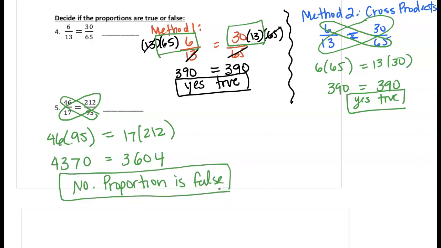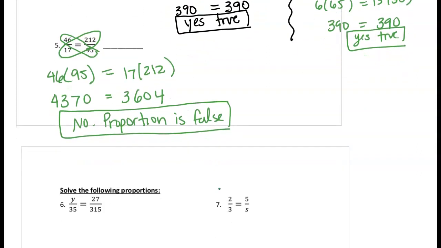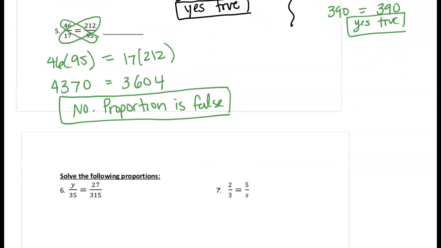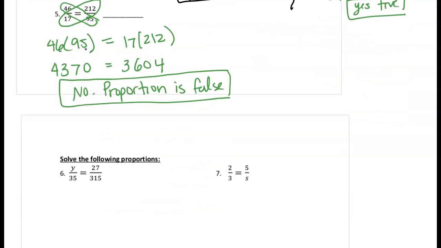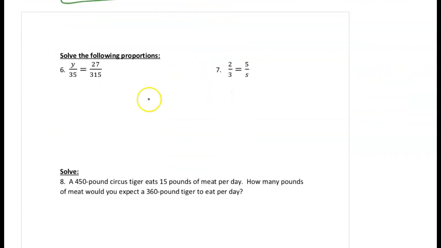Let's start to solve the proportions. So notice that in question 4 and 5, you were given both numerators and both denominators. Starting with question 6, you're going to have a missing piece, and you need to solve. Again, we could use either method 1 or method 2. I'm going to use that shortcut method where we're using the cross products because we do know that it's equal to using a common denominator.